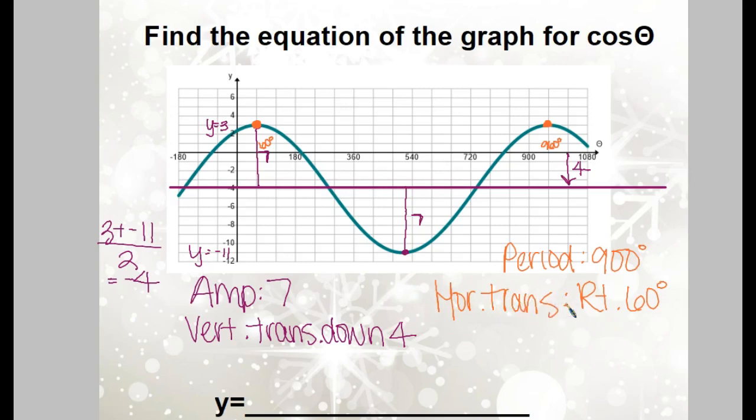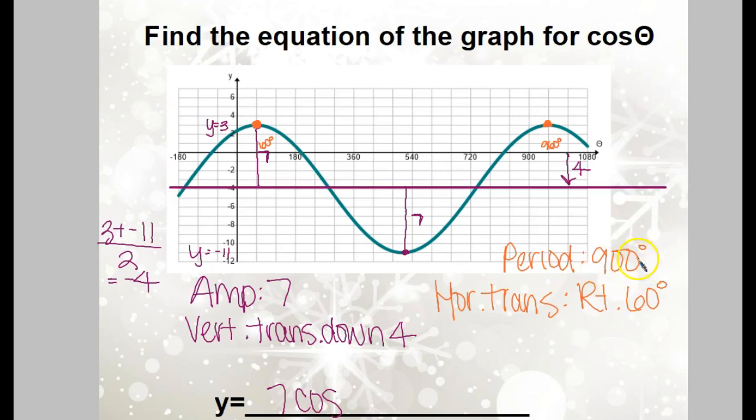So from here, we're ready to write our equation. We have an amplitude of 7. That's a vertical dilation, so I'm going to multiply on the outside of the cosine function. Next, I'm going to look at the inside, and so I'm going to change it horizontally, have a horizontal dilation, and so the period's 900 degrees.